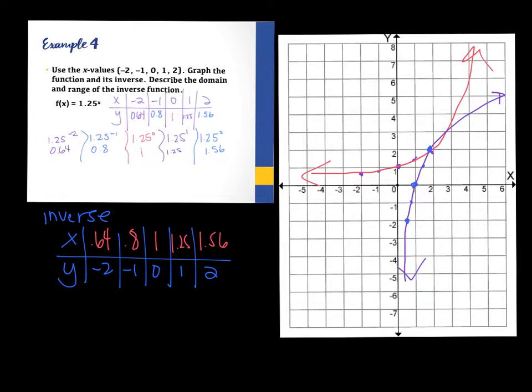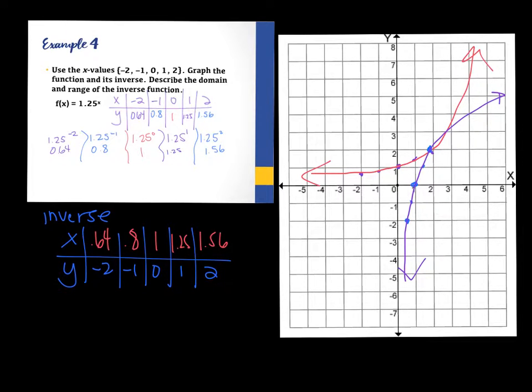And then remember, if I had drawn that line y equals x, so straight through the middle of quadrant 1 and quadrant 3, I should be able to fold these over and they should overlap. That's how I can make sure that I graph them correctly. Questions so far? Okay, so now what's the domain and range of my first function?